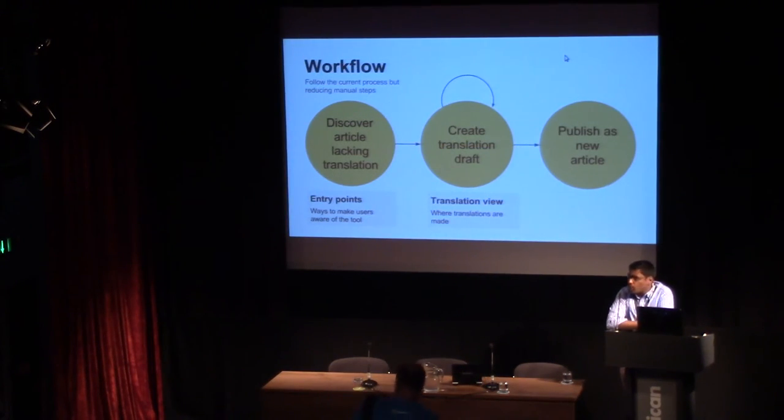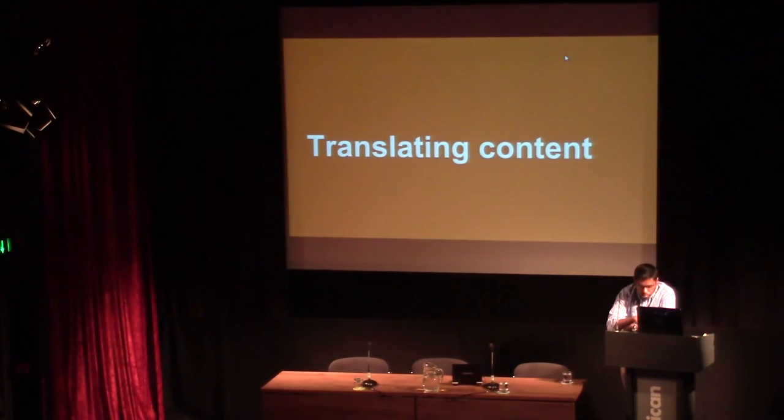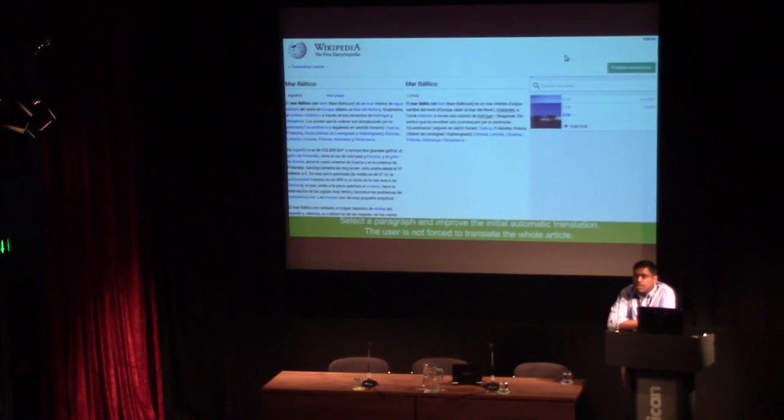This is the workflow we are proposing, and this is the workflow present in the current tool. First of all, we need to identify which article does not exist in this language and find out which language has this article. So the first step is to identify the languages. Second is to create this translation as a draft, edit one or more times, and publish. So this is the normal workflow. Let's directly jump into the tool we currently deployed.